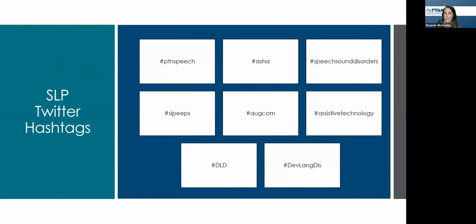We have one, PTN Speech, so anything that's coming out of us gets tweeted through there. ASHA also has one, and ASHAWeb is another one. And then there's Speech Sound Disorders, SLP Peeps, OGCOM, Assistive Technology, DLD, and Developmental Language Disorders, truncated. What speech ones am I missing?